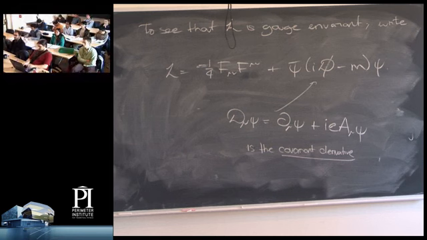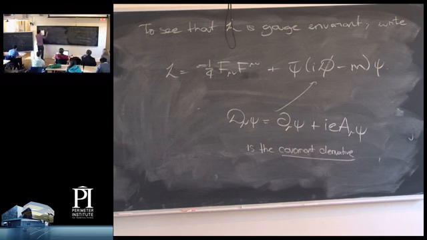So the claim, which is very nice, is that this Lagrangian, which is just the same as the one I wrote down, is actually gauge invariant. And the gauge transformation is the following. The gauge field transforms in the way it did before, but you have to make the spinor field also transform.